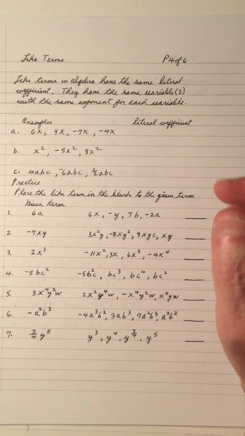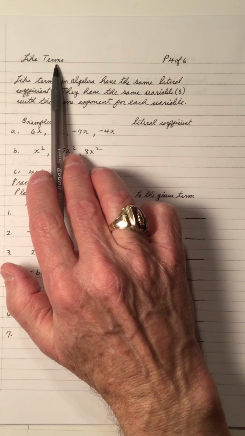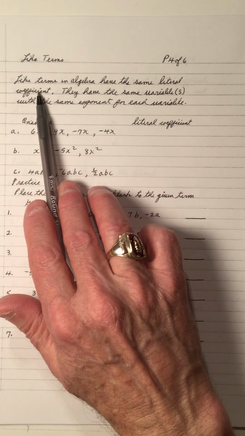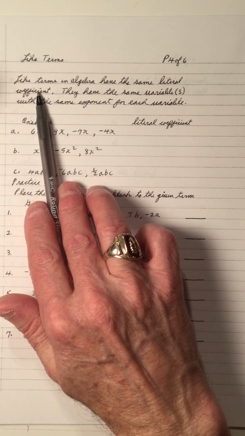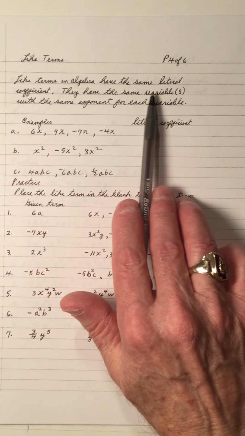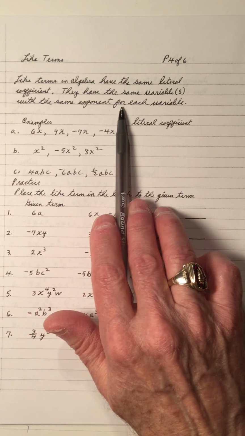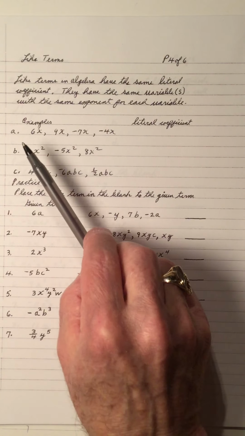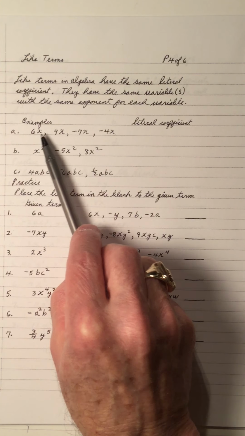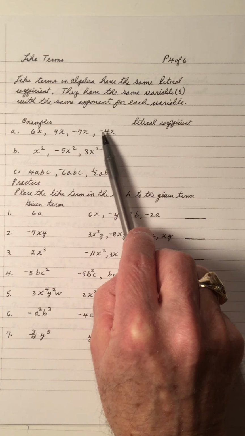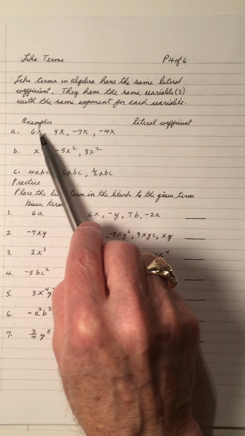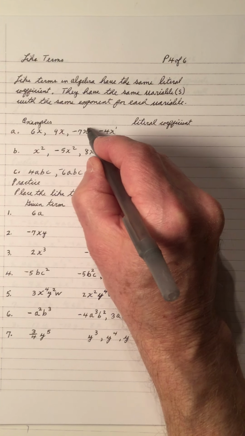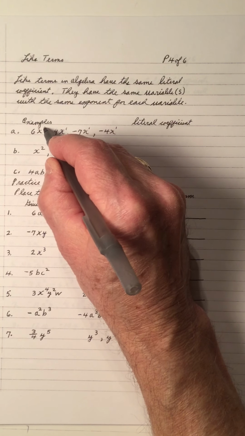Makes sense. Let's talk about what we call like terms in algebra. Like terms in algebra have the same variables with the same exponents of each variable. So they have to have the same variable. Notice in A, you have an x, an x, an x. It makes no difference what the numbers in front are, but you have to have the same variable with the same exponent. And the exponent here is 1, 1, 1, understood.